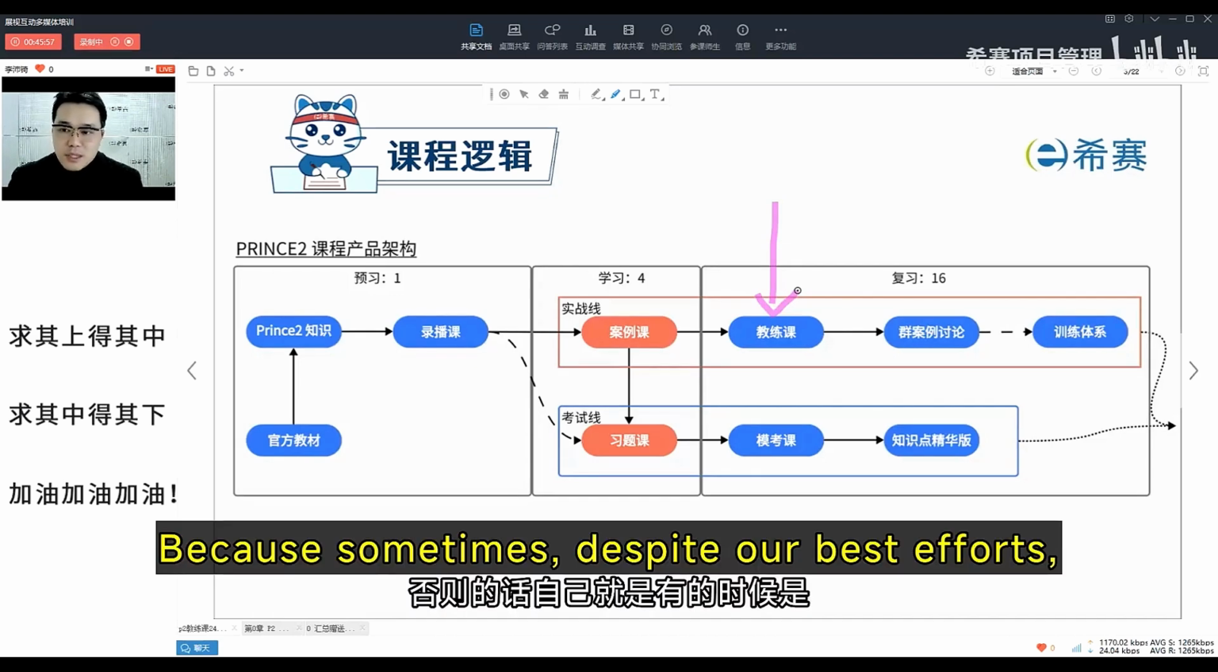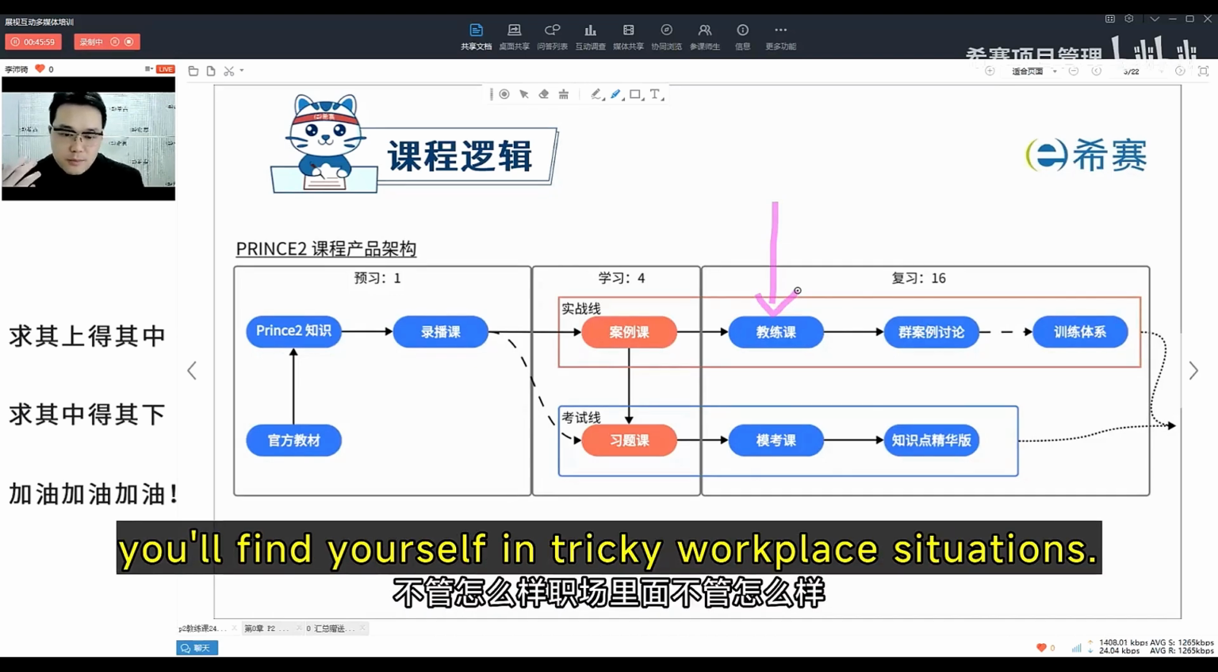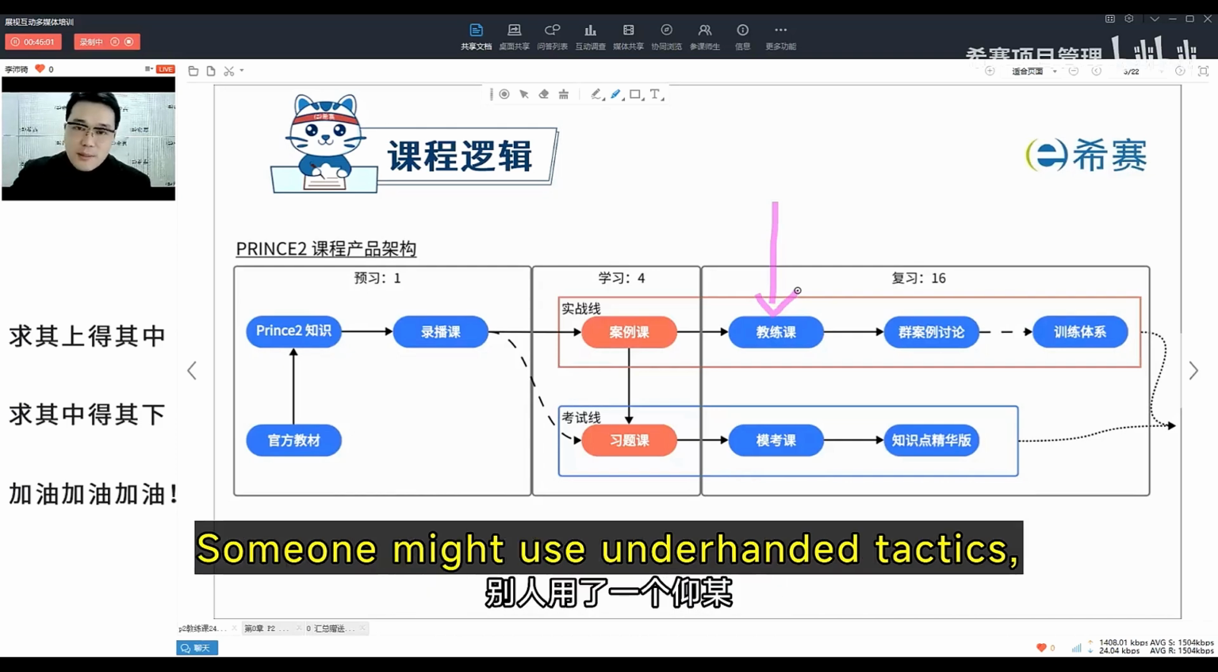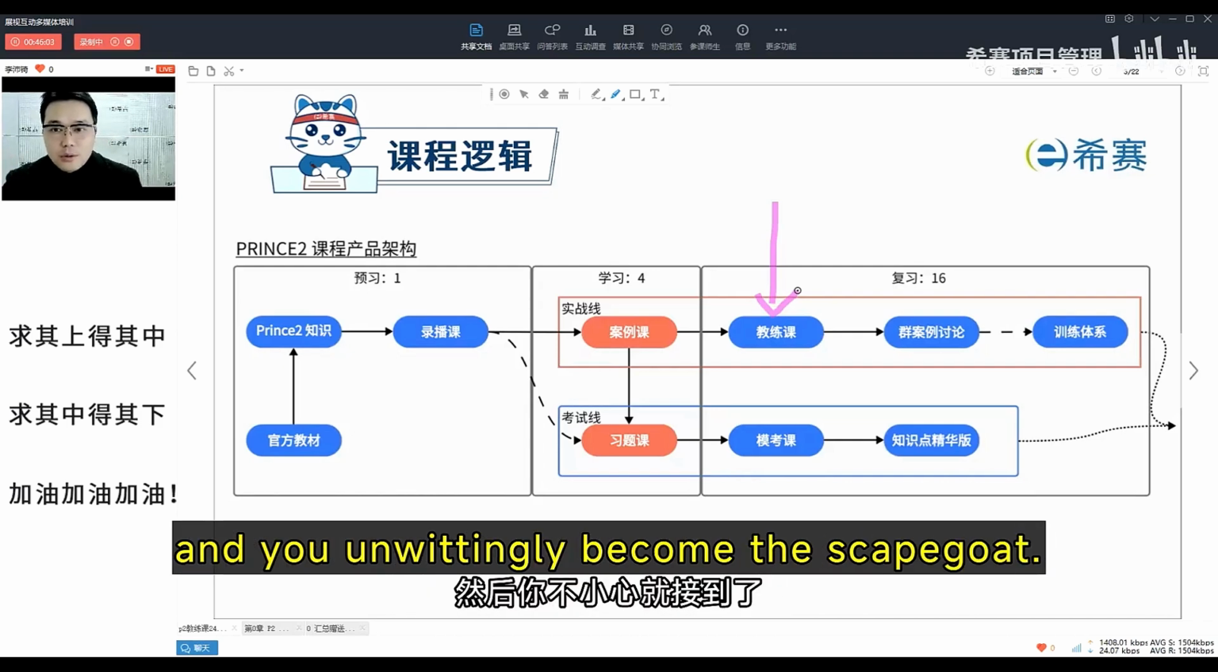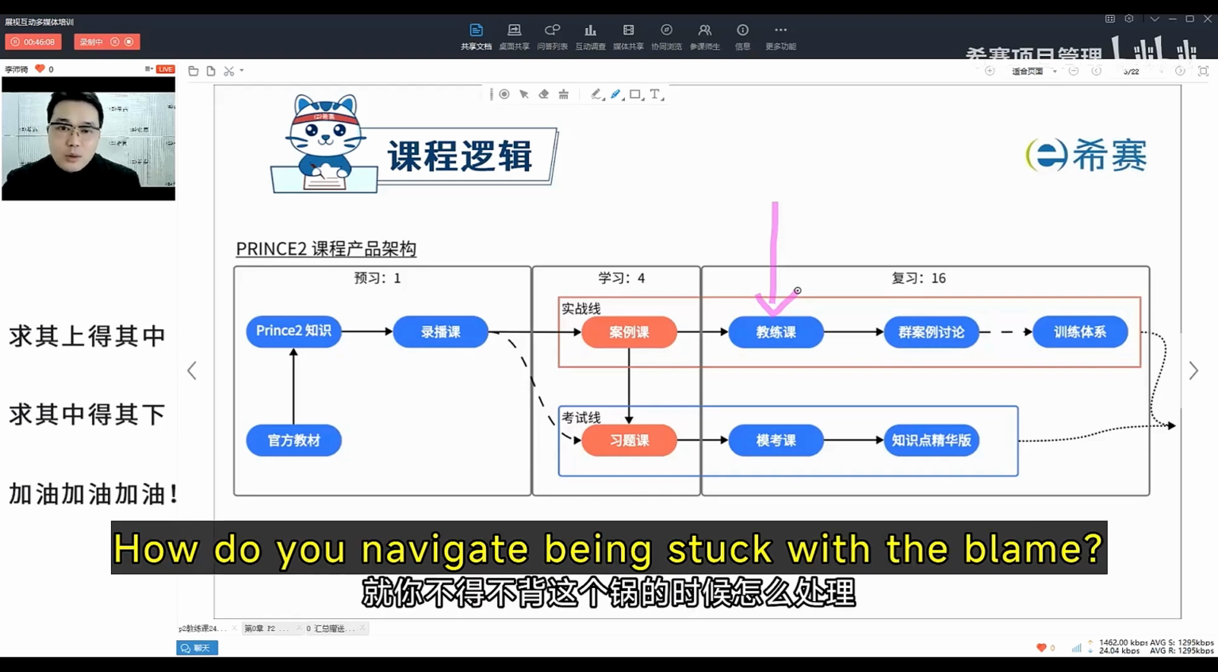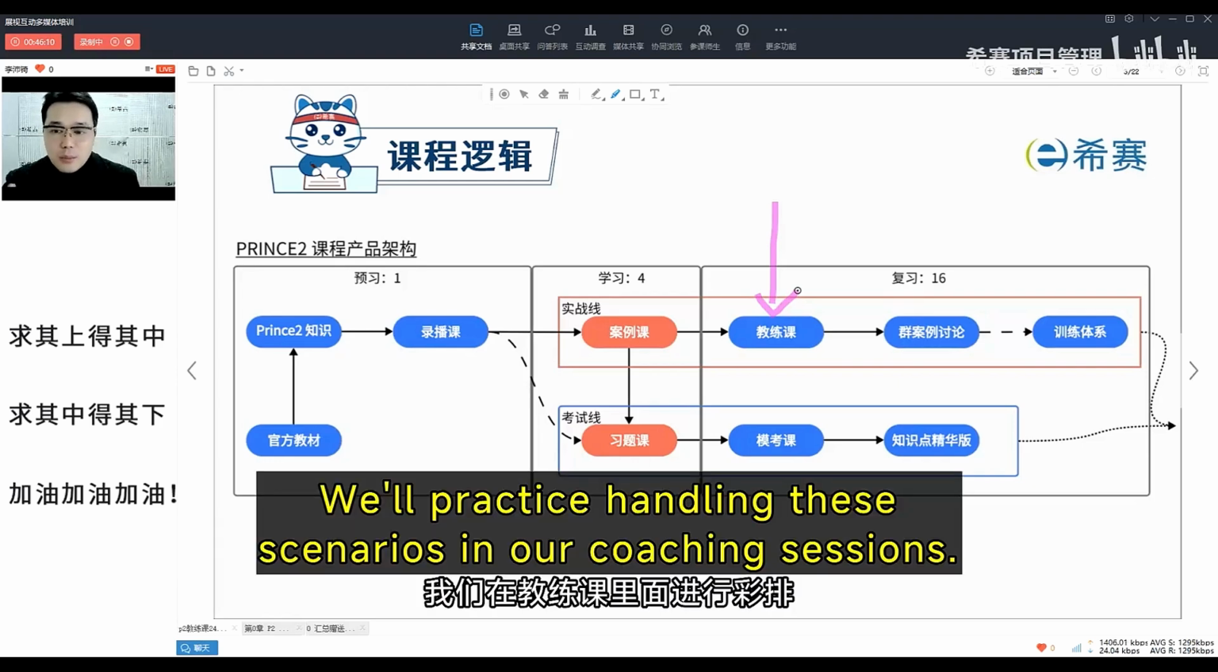Because sometimes, despite our best efforts, you'll find yourself in tricky workplace situations. Someone might use underhanded tactics, and you unwittingly become the scapegoat. How do you navigate being stuck with the blame? We'll practice handling these scenarios in our coaching sessions.